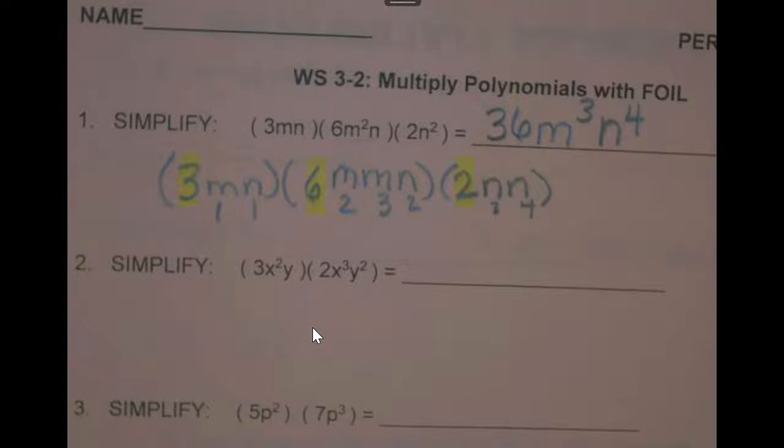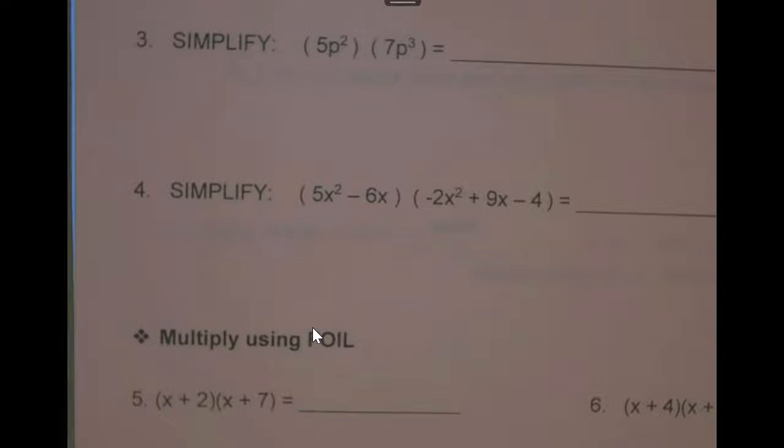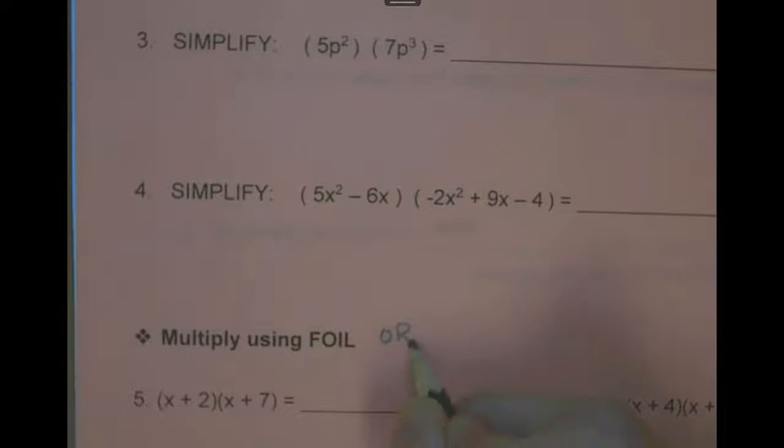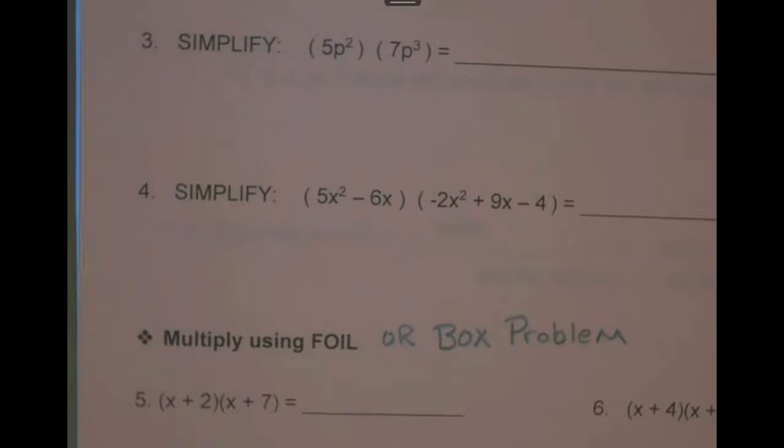That's what you're going to be doing in problems 2 and 3. But what am I going to need for problem number 4? A box. Please notice also down here in the instructions it says multiply using FOIL or a box problem. I don't care which one you use. I just want you to multiply it correctly.